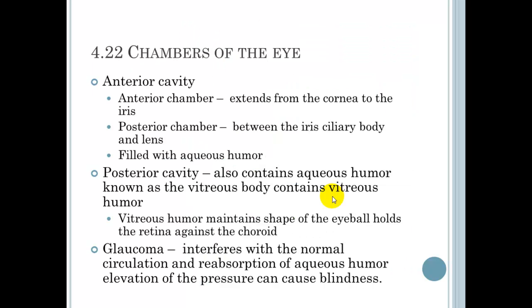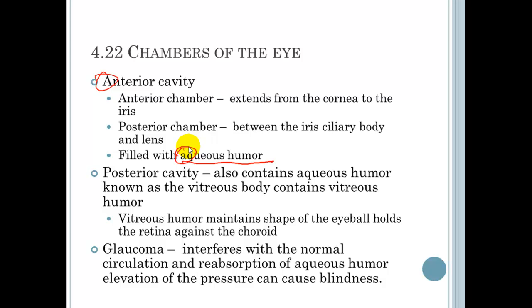4.22, chambers of the eye. You have the anterior cavity. This is the front part, and it actually has two chambers in it, an anterior and a posterior chamber. The anterior chamber extends from the cornea to the iris. The posterior chamber is between the iris, ciliary body, and the lens. The anterior cavity is filled with aqueous humor.